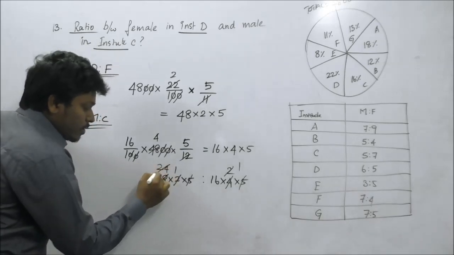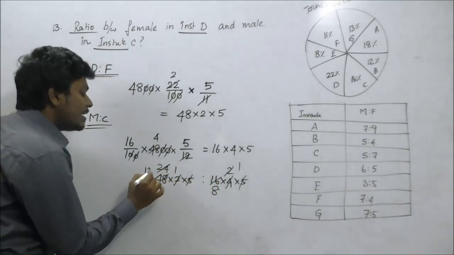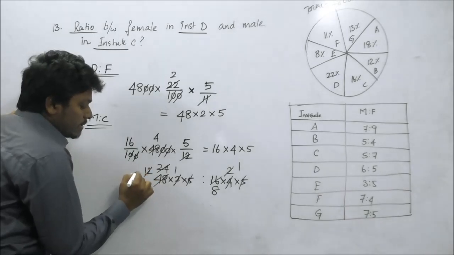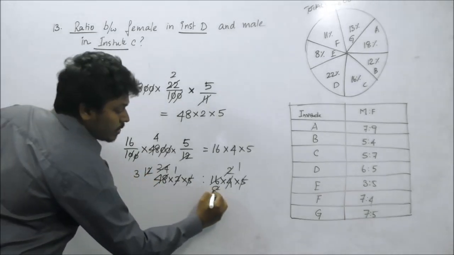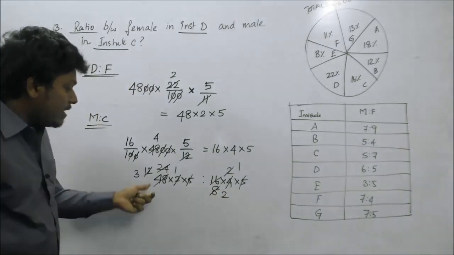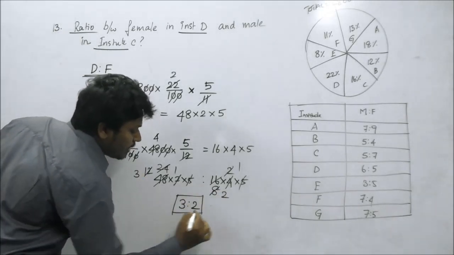We can cancel by 2 table. 12 2s are 24, 16. 8 2s are 16. Again by 3 table or 4 table, right? 4 3s are 12. I am going to cancel in a 4 table. 3 4s are 12 and 2 4s are 8. So finally we got a ratio as 3:2. 3:2 will be the ratio.